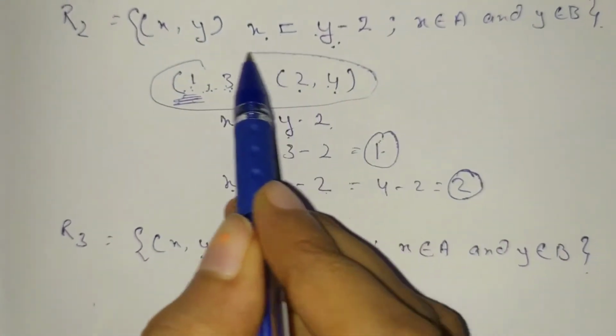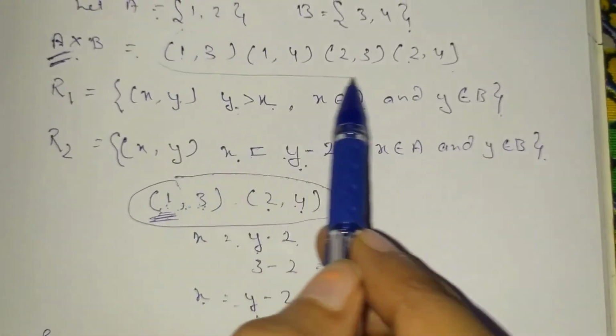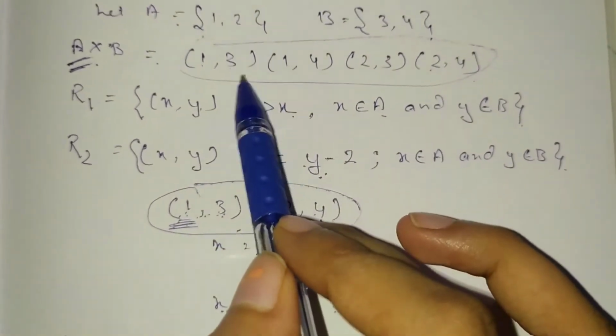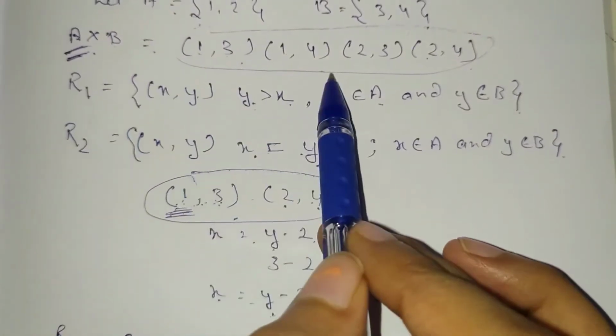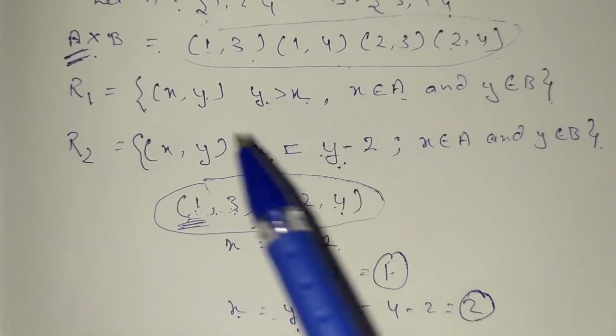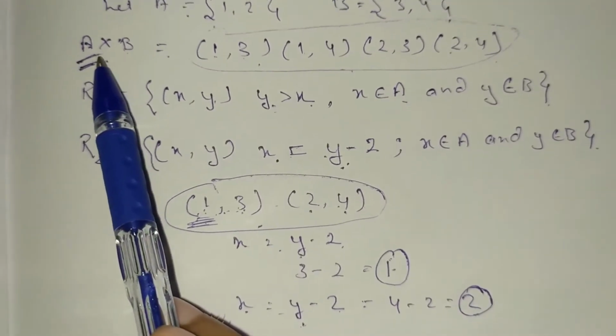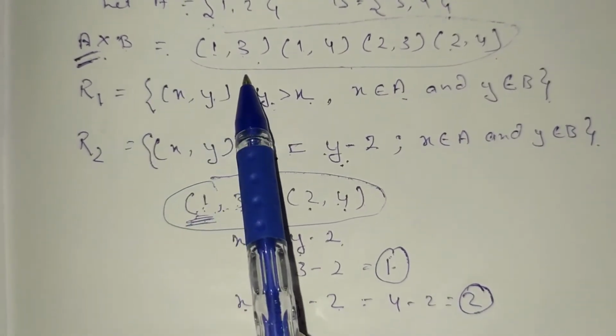And we can also see that all the four relations, that is (2, 3), (1, 4), (1, 3) and (2, 4), are drawn from the Cartesian product A into B. So we can say that from the Cartesian product A into B, we can draw more than one relation.